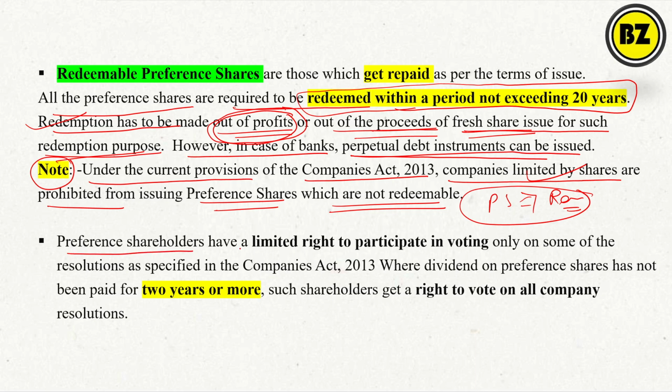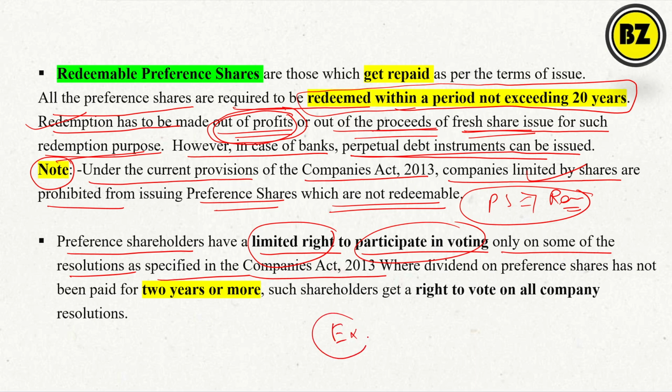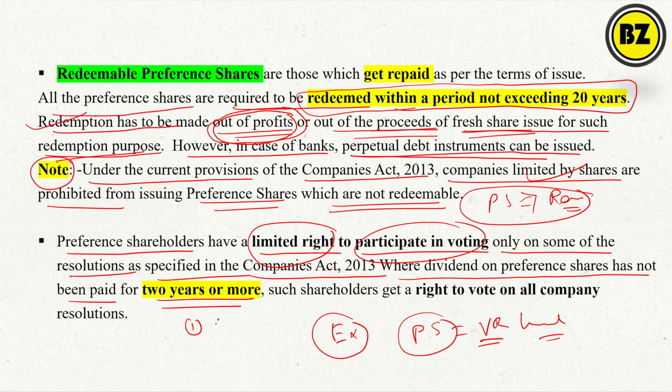Now, preference shareholders have limited right to participate in voting, only on some of the resolutions as specified in the Companies Act 2013. So they have limited right for voting. Every shareholder will not have the voting right, but the preference shareholder will also get the voting right, but that is very limited. Where dividend on the preference share is not paid for 2 years or more, that means first year dividend not paid, second year dividend not paid, then you can participate in the voting.